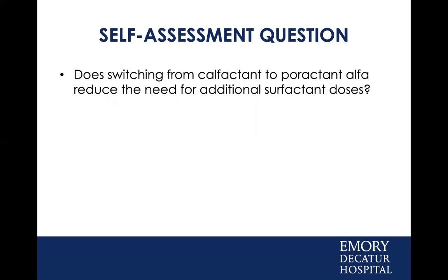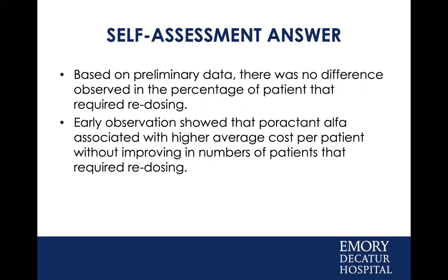The self-assessment question: does switching from Calfactant to Poractant alfa reduce the need for additional doses? The answer would be, based on our preliminary data, there was no difference observed in the percentage of patients that require redosing. Early observations showed that Poractant alfa was associated with higher average cost per patient without improving the number of patients that require redosing.